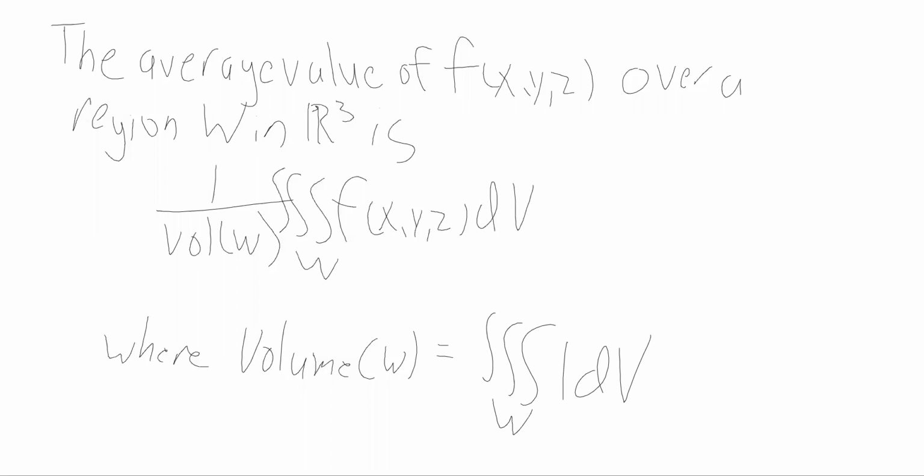So similarly, if you want to know the average value of a function of 2 variables over region D in R2, you integrate the function over D, and then you divide by the area of D. Same thing. As long as you know this formula, it should not be too difficult to do. But there is some confusion as to how to calculate the average.